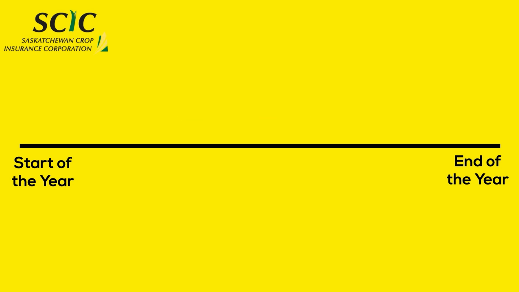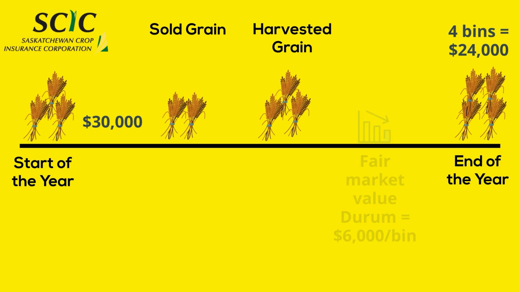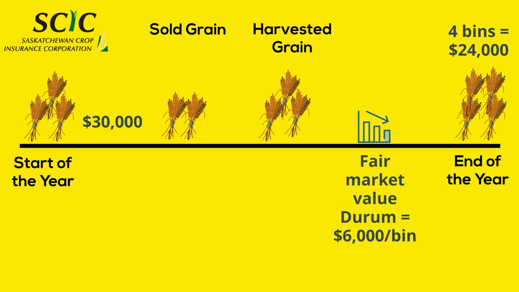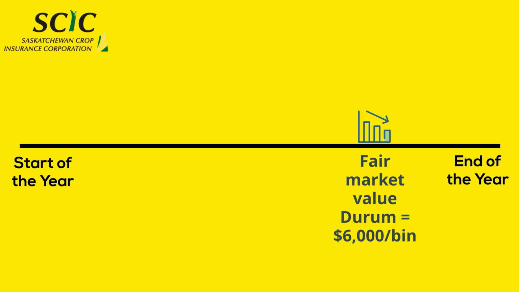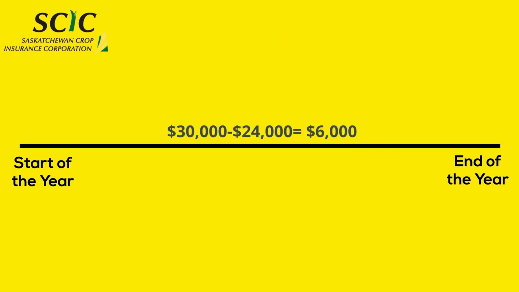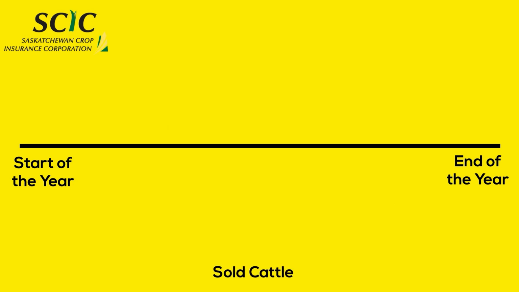That being said, let's say the fair market value changes and the price of durum goes down, and each bin is now worth $6,000, with 4 bins valued at $24,000. So now the inventory adjustment would be a decrease in value of $6,000 at the end of the year versus the beginning of the year.